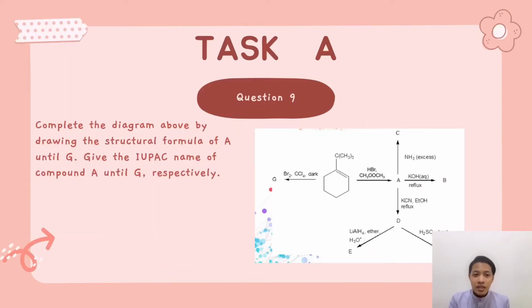Task A. Synthesis and reactions of organic compounds. Question 9. Complete the diagram by drawing the structural formula of A until G. Give the IUPAC name of compounds A until G respectively. The diagram given, as you can see, starts off from 3-butyl-1-cyclohexene.